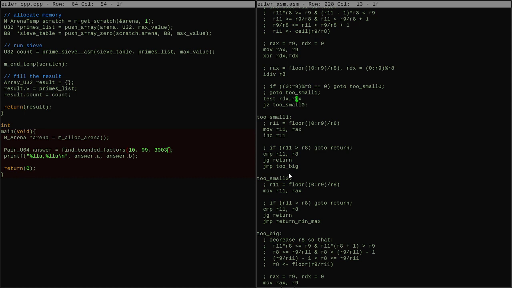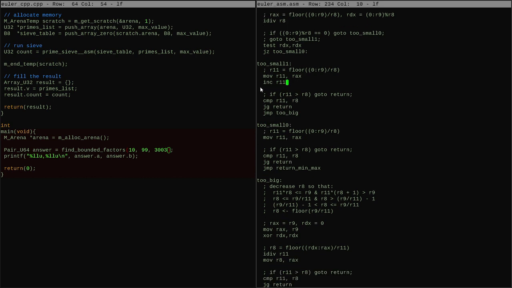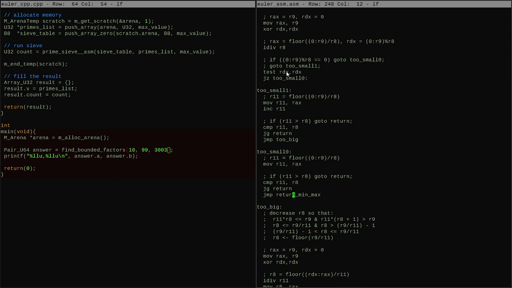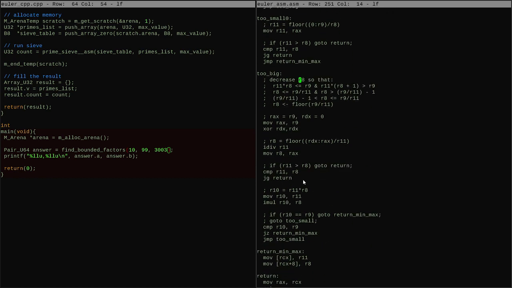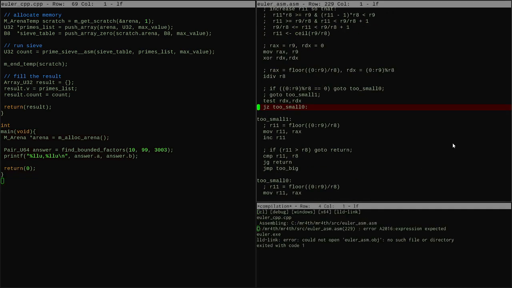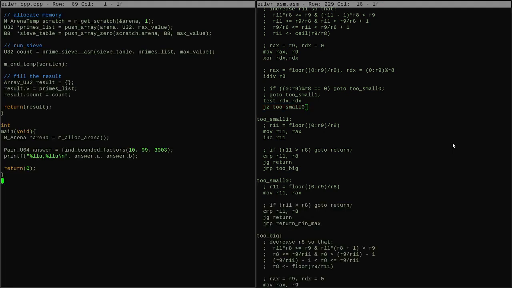But we were testing RDX for two purposes: to tell us whether or not we are in the case where we exactly hit an integer, and whether or not we need to apply the increment after we set R11 to RAX. And these are different here and here. So test, jump to here, move, inc, compare, jump to here, jump to here. Okay, does that still compile? Looks like it's still working.